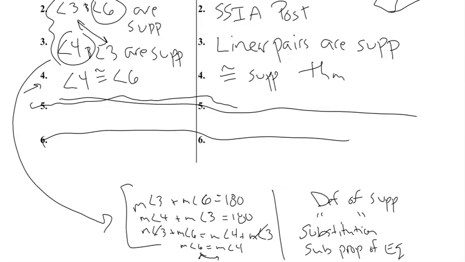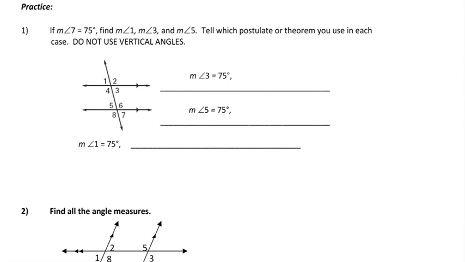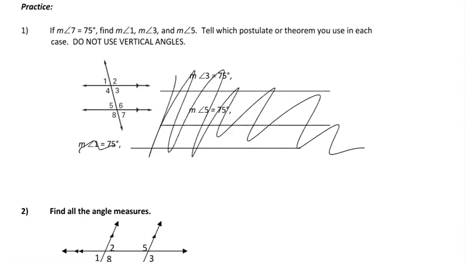All right, I think we have one more page. Okay, let's say you had this. Find angle 7. Well, if angle 7 is 75 degrees, then what do we have? If angle 7, find 1, 3, and 5. We are only going to do one of these. So if this is 75, try to find out what 1 is.